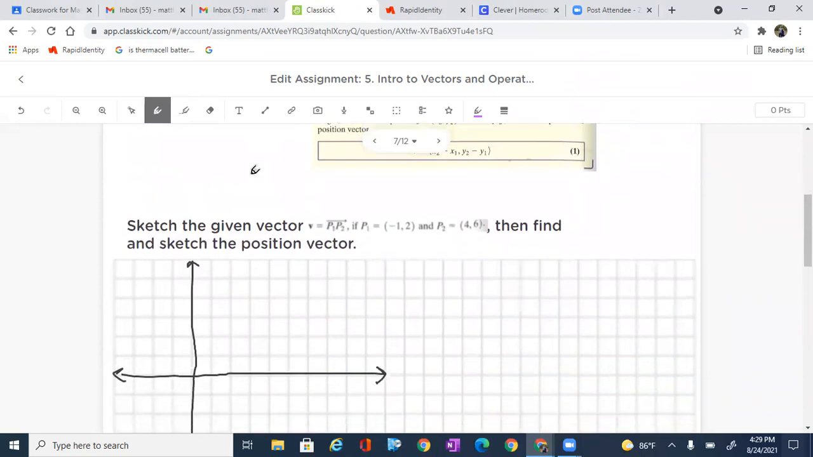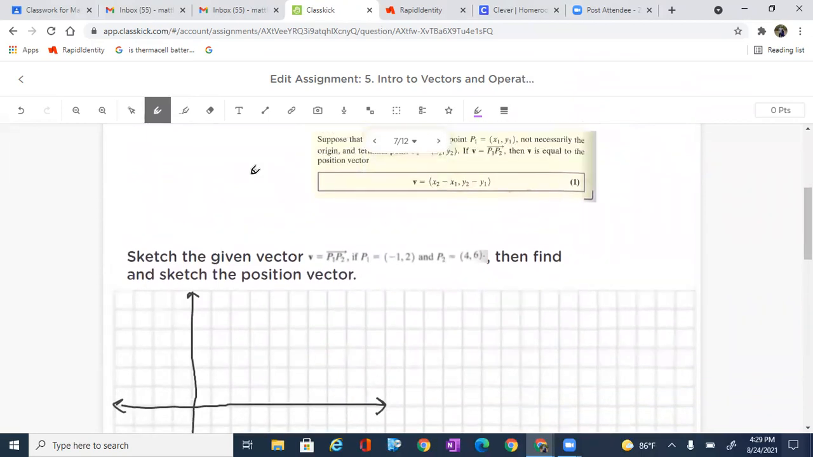This is going to actually be fairly easy and it may actually make sense. You'll see a statement right here. But I'm going to do this problem down below to make it make a little bit more sense before we get there. It says sketch the given vector P1, P2. So the vector that starts at P1 and goes through P2. If P1 is at -1, 2, and is going to go through P2, which is at 4, 6. So 1, 2, 3, 4, 1, 2, 3, 4, 5, 6. And this is going to be at 4, 6.